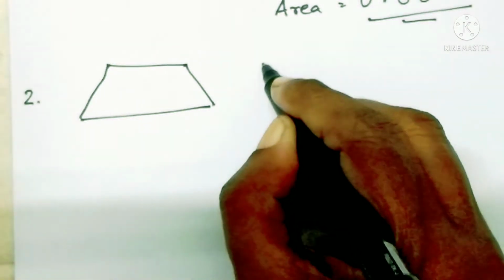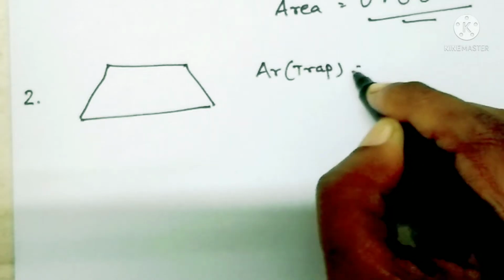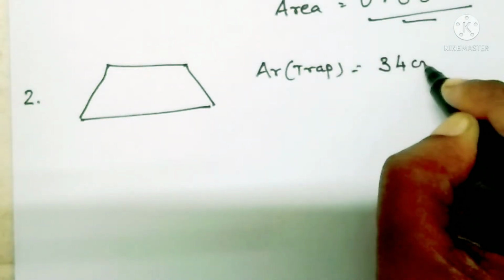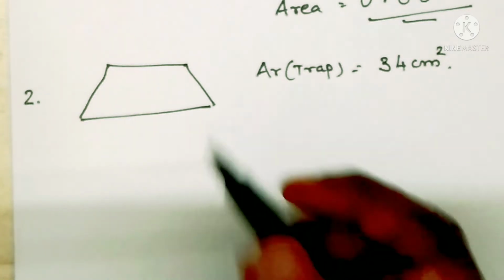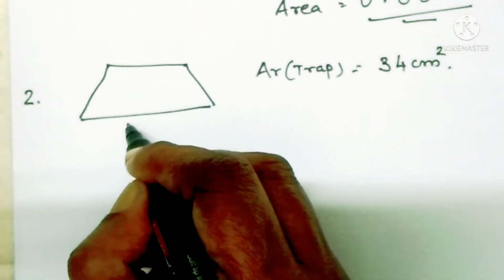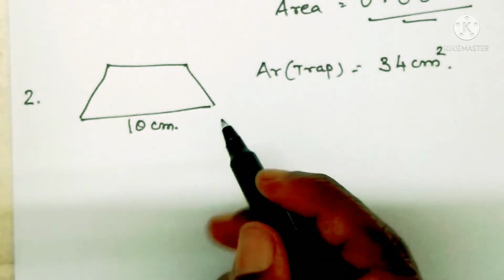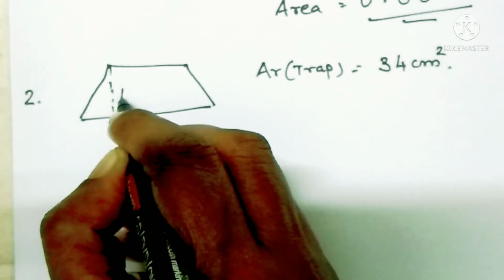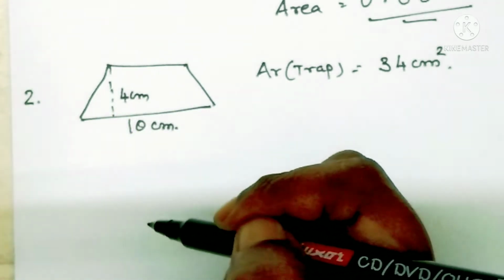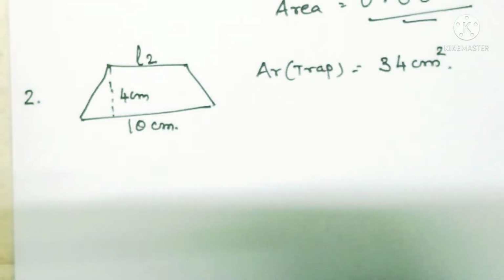Now the second question is, the area of a trapezium is 34 centimeters square. So what is given? Area of trapezium is already given. What is it? 34 centimeter square. And the length of one of the parallel side is 10 centimeter. So any one side you can mark it as 10 centimeter. And its height is 4 centimeter. So height, any one height you mark it as 4 centimeter. Find the length of the other parallel side. That means L2 we have to find out.